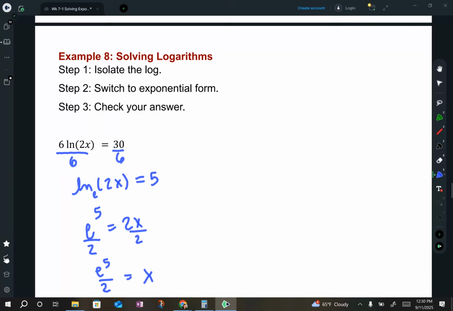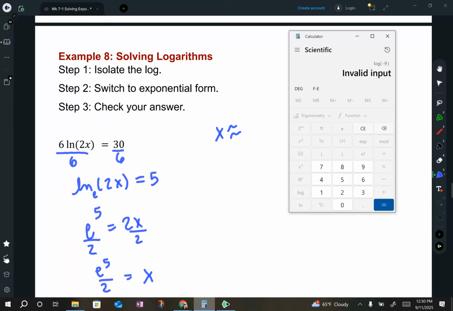Now that is my exact solution. e is just a number like pi or any other number. We can leave it like that. If we want to find a decimal approximation to check it, which is a good idea, we can pull up our calculators and compute e to the 5th over 2.